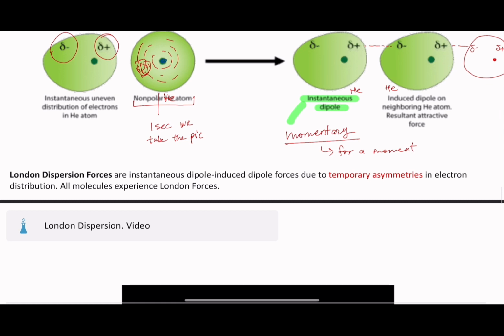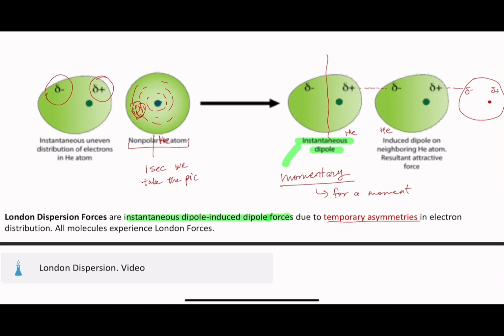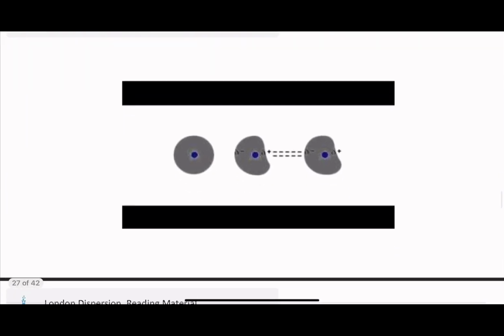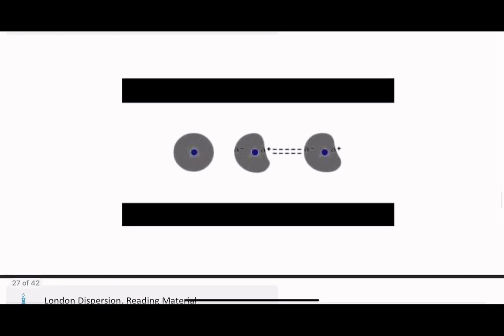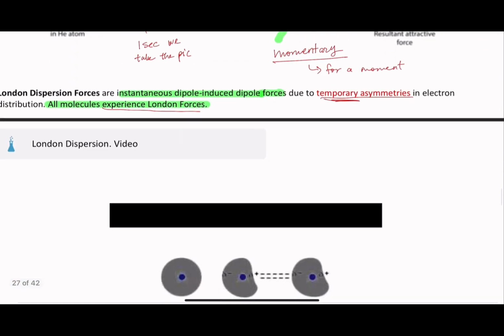Now, at the bottom it says London dispersion forces are instantaneous dipole-induced dipole forces. The reason is temporary asymmetries. For example, we have here a symmetry of the electron cloud, and this temporary asymmetry in electron distribution means all molecules experience London dispersion force. So this is very important: everyone experiences London dispersion force. Now, we have a video here, try to check it out. I believe it's not working anymore, so if you don't see it, it's the same thing as I just explained.